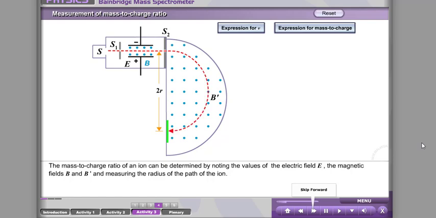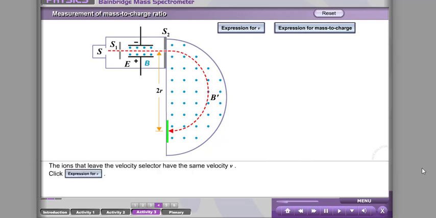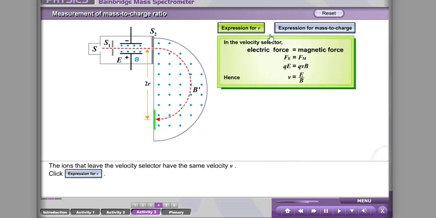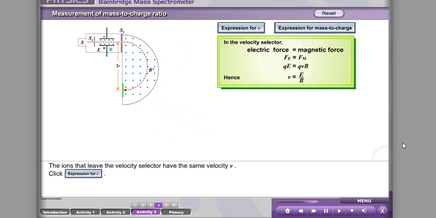The mass-to-charge ratio of an ion can be determined by noting the values of the electric field E, the magnetic fields B and B', and measuring the radius of the path of the ion. The ions that leave the velocity selector have the same velocity v. Click the expression for v button.